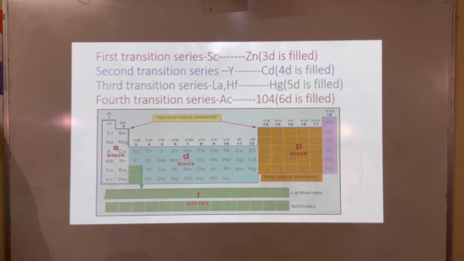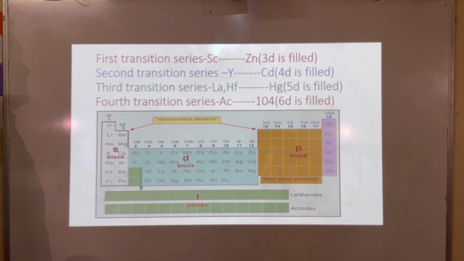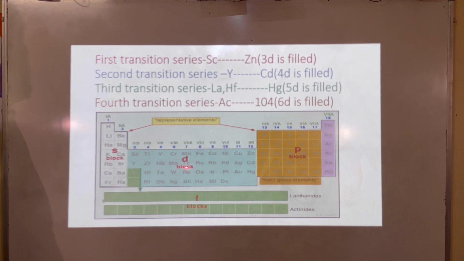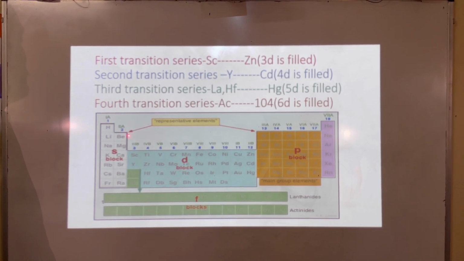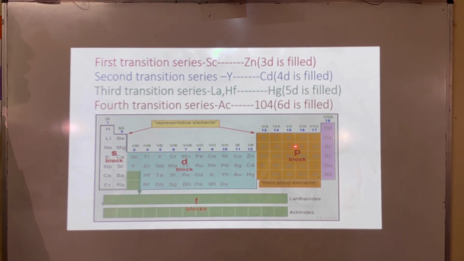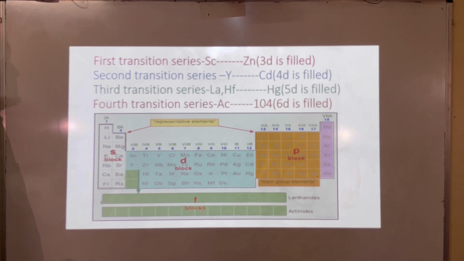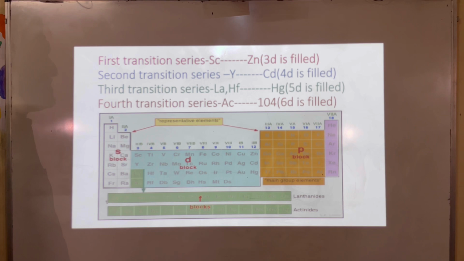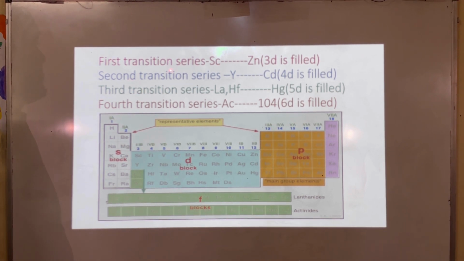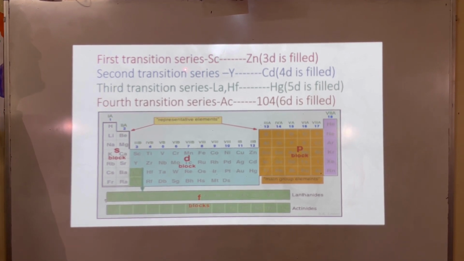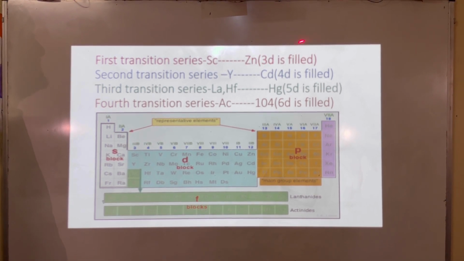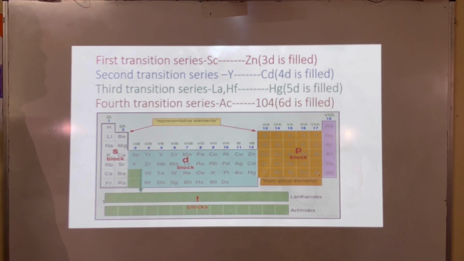This is the representation of D block elements in the periodic table. D block elements are present between S block and P block elements. They are further divided into 4 transition series. The first transition series starts from scandium to zinc. In this series the 3d orbital is filled.